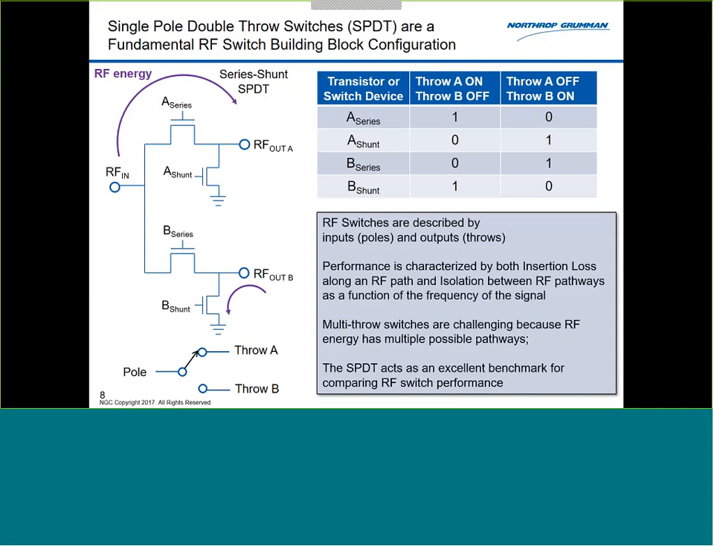So the A series and B shunt are simultaneously on. The B shunt makes sure that any energy coming in through RF out B is shunted straight to ground, so it's not interfering with the signal I'm trying to pass from RF in to RF out A. Likewise, my B series device and my A shunt device are both off, which means the signal is blocked from going through from RF in to RF out B. And if I switch and go from my input to my throw B, it's the same thing, but now I'm just getting my signal through from RF in to RF out B.